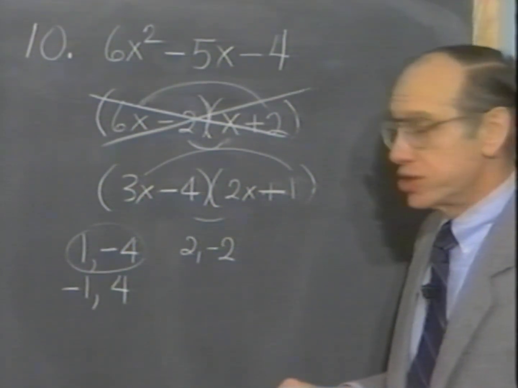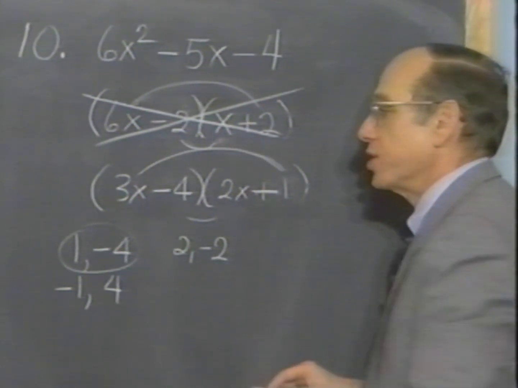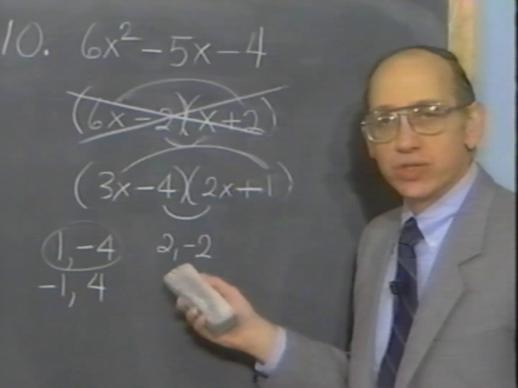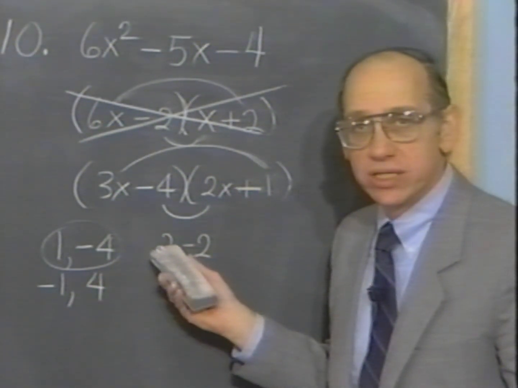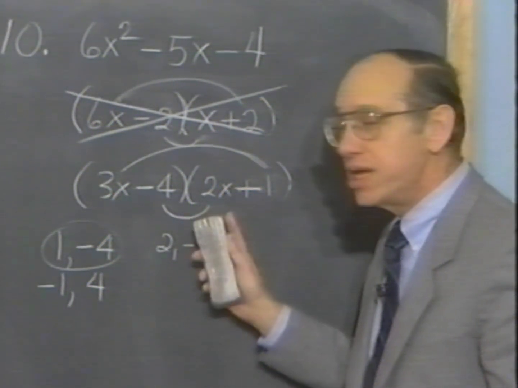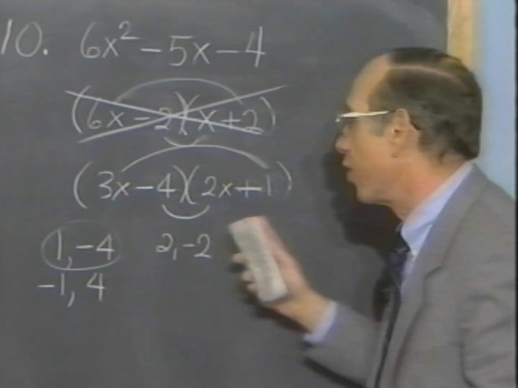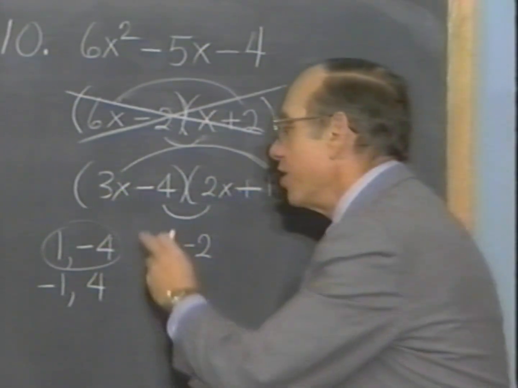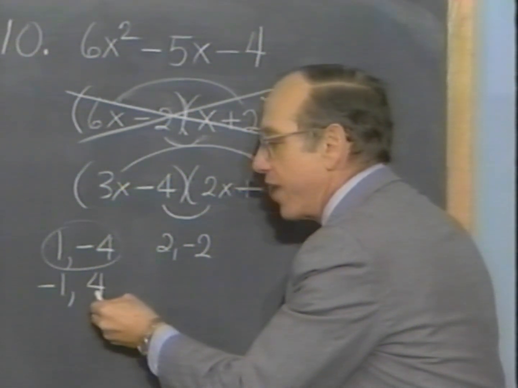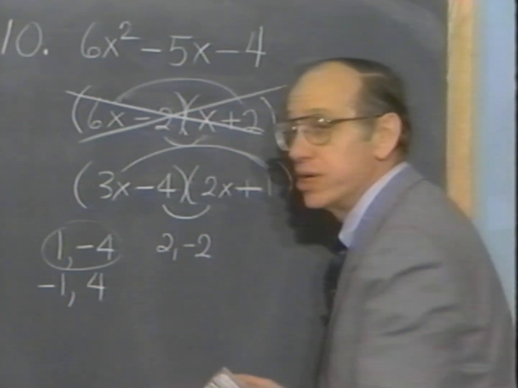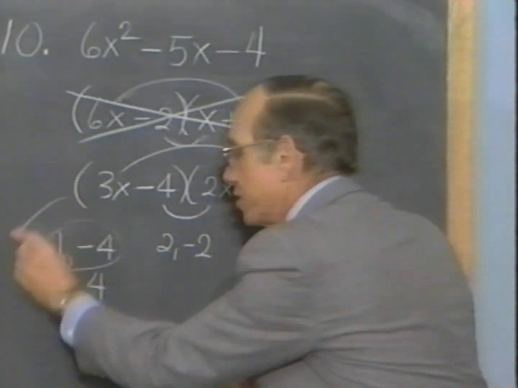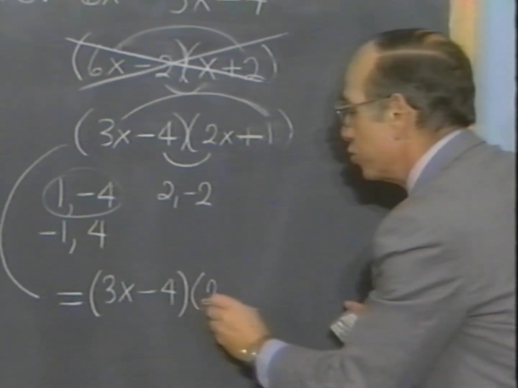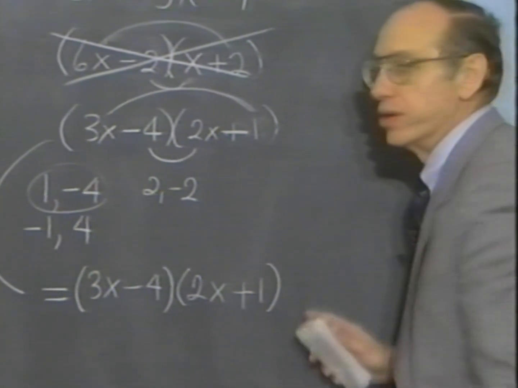And now we check the cross term once again. 3x times plus 1 is plus 3x. Minus 4 times 2x is minus 8x. So we have plus 3x minus 8x. That's exactly minus 5x. So this really is the one we want. Perseverance pays off. We got to the right result. Now we don't ever have to bother to check these other possibilities because we've got the right one. So let's stop right here. We have 3x minus 4 times 2x plus 1.